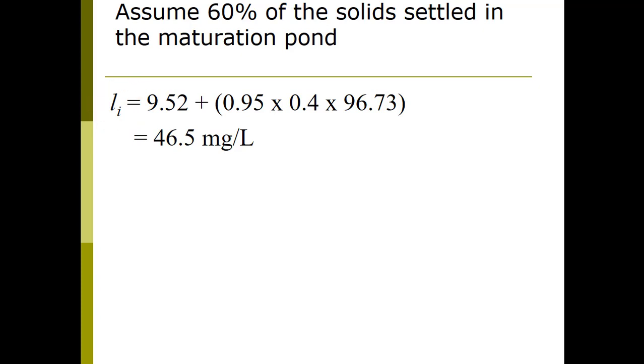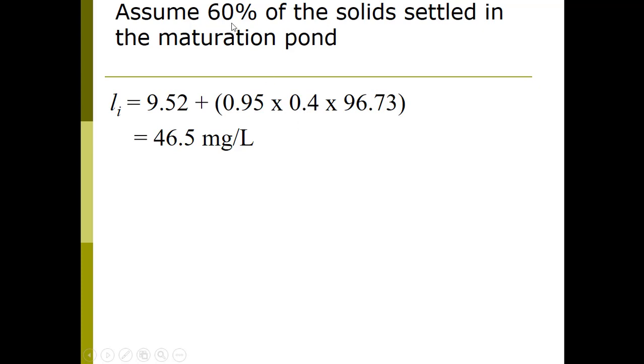Okay, so Li equals Fe, from the equation, same as the equation. Fe is calculated before, plus 0.95 times x, but x does not all exist as suspended. Only 40%, which is 0.4 of the x, is suspended, and the rest is settled. So that's why we multiply by 0.4.